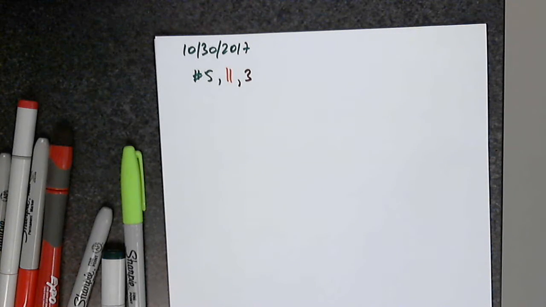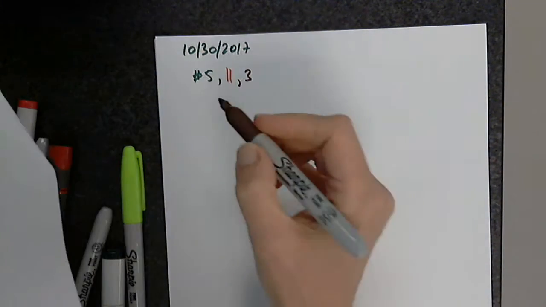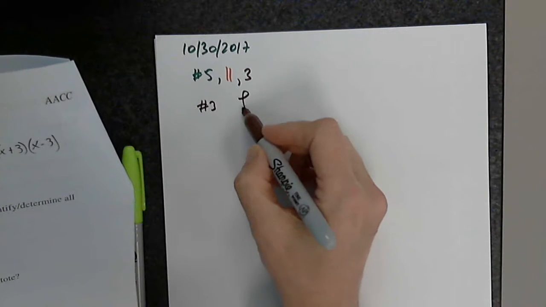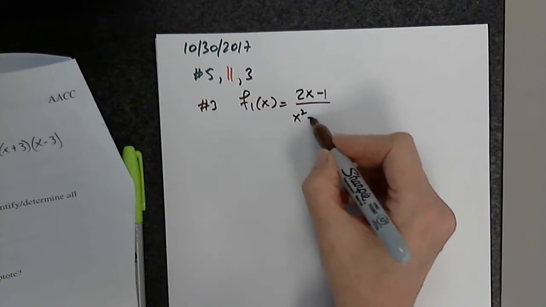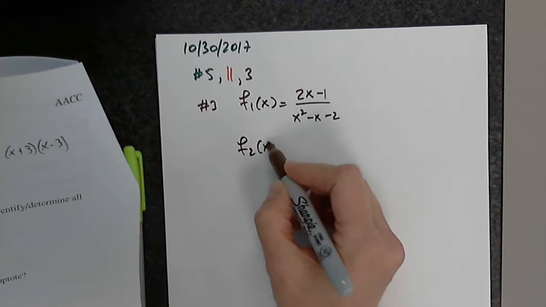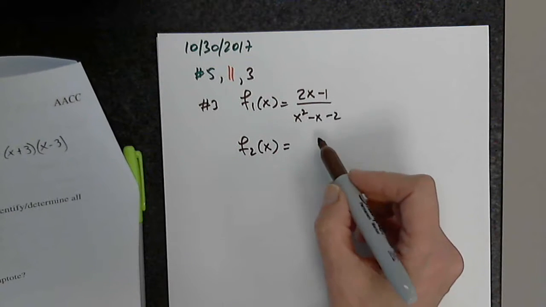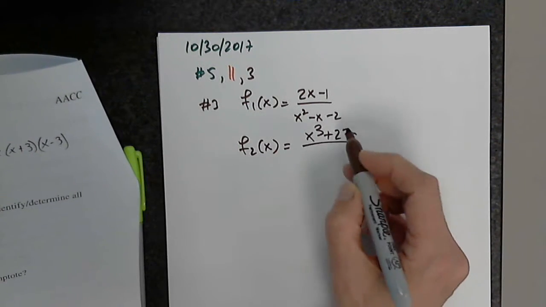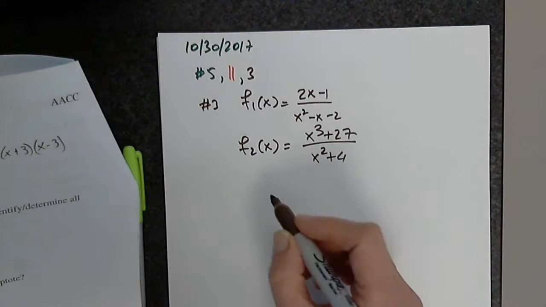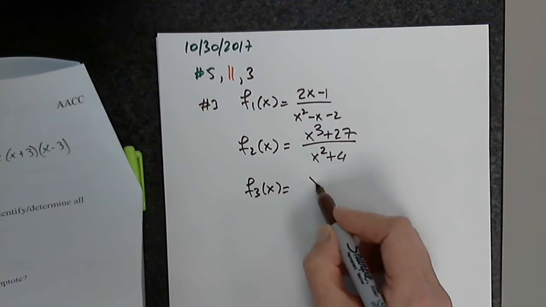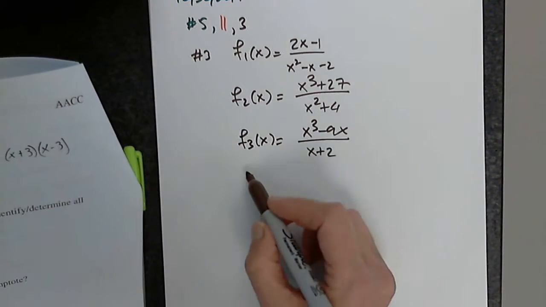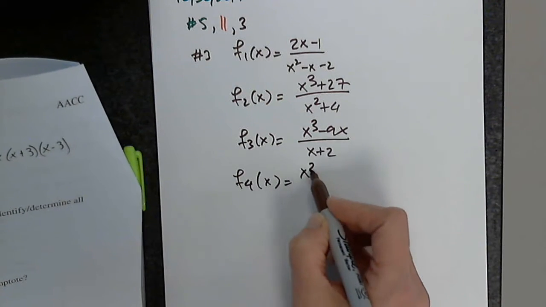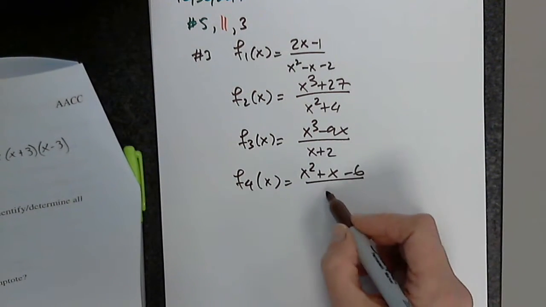So in number three, yes. So what was the problem with number three? We're given f1 of x, which is 2x minus 1 over x squared minus x minus 2. We are given f2 of x, x cubed plus 27 divided by x squared plus 4. We are given f3, which is x cubed minus 9x divided by x plus 2. And we are given f4, which is x squared plus x minus 6 divided by x minus 2.